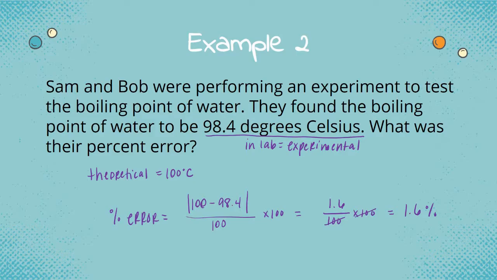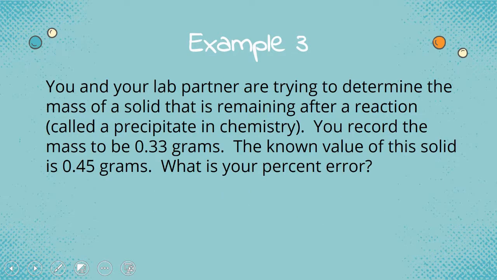Now, on the last one, I rounded to 2 decimal places. Here, 1 decimal place makes sense. For example 3, I think this would be a good time for you to pause the video and give it a try yourself.